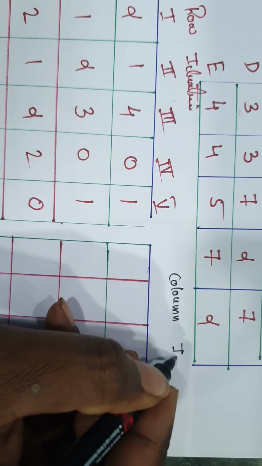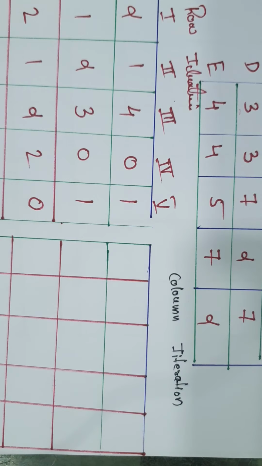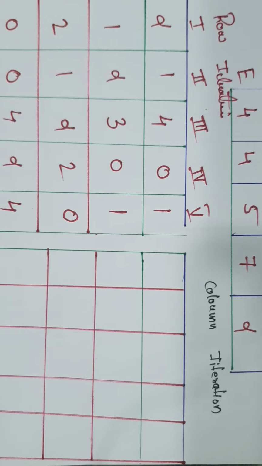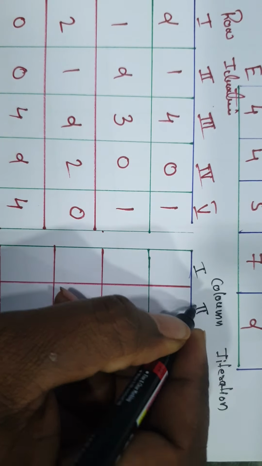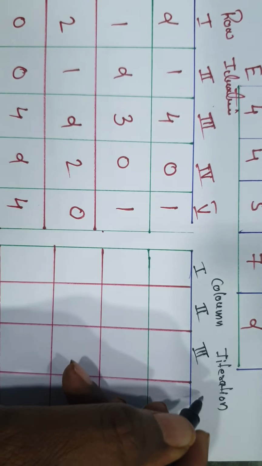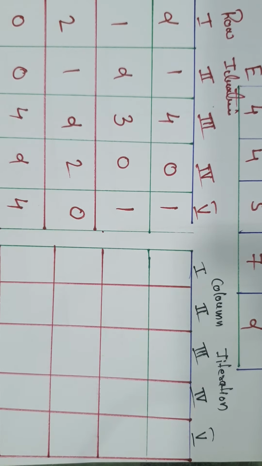Column, column iteration. The next one you have to go for is the column iteration. This is the first, this is the second, this is the third, this one is the fourth, and this one is the fifth.